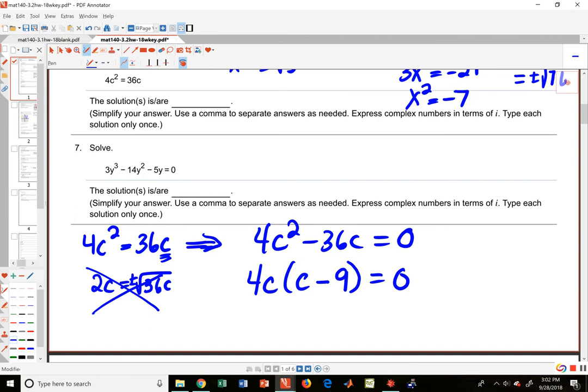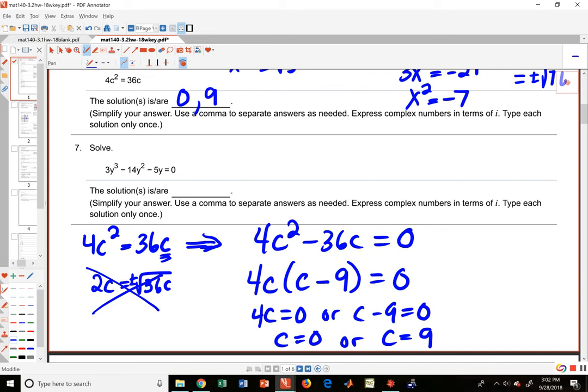So we want to use actually the zero product property here. This is what we're looking for, a product of two numbers equaling 0. So 4c must be 0, or c minus 9 must be 0. So c equals 0, or c equals 9. So be careful here. This was not a square root method problem because of that c on the right hand side. Let's do number 7, and then we'll call it a day on this video.